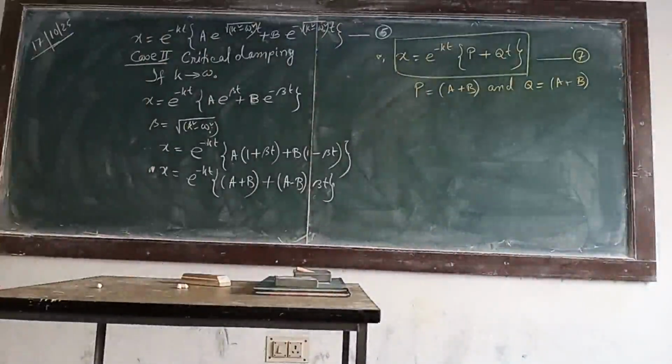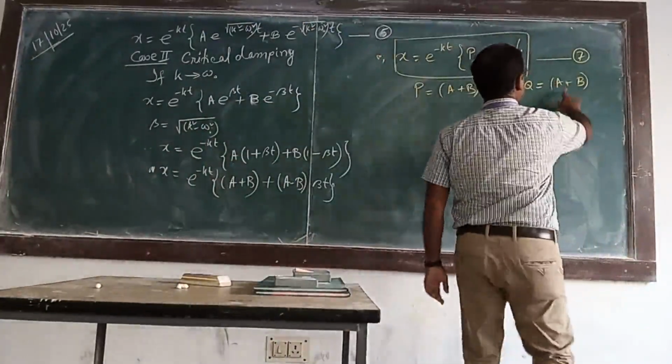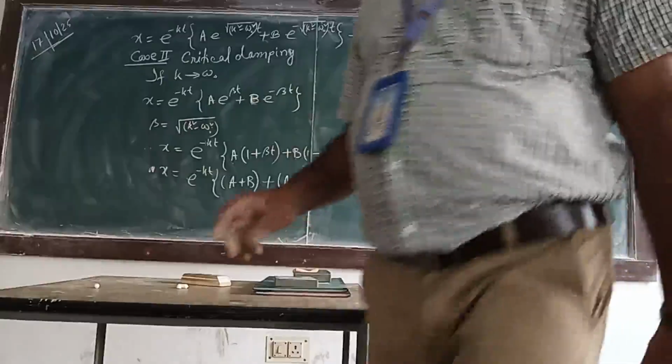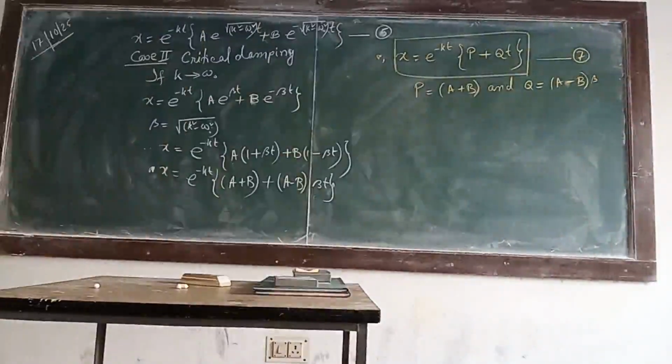Critical damping. Beta is a constant. Beta is root over k square minus omega naught square, which is also a constant. So q equals a minus b into beta. A minus b into beta.